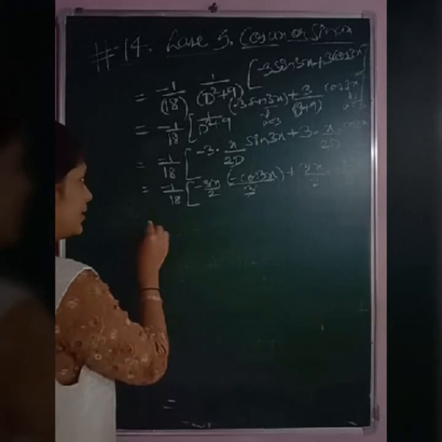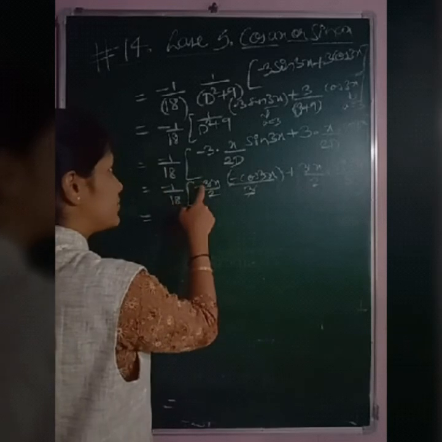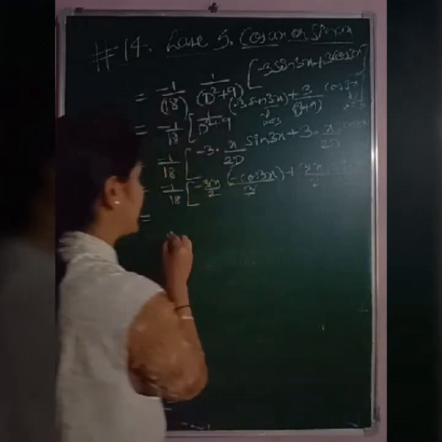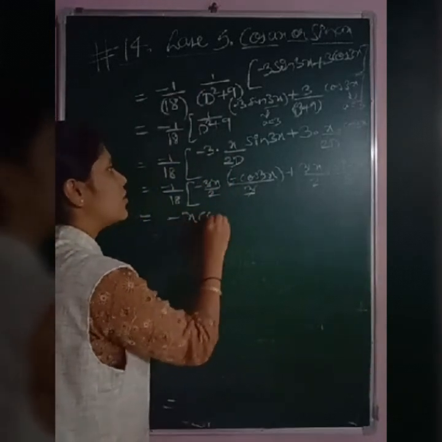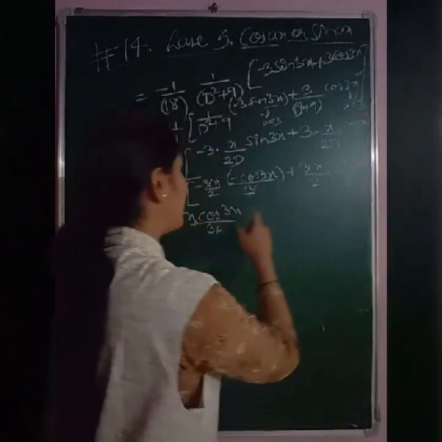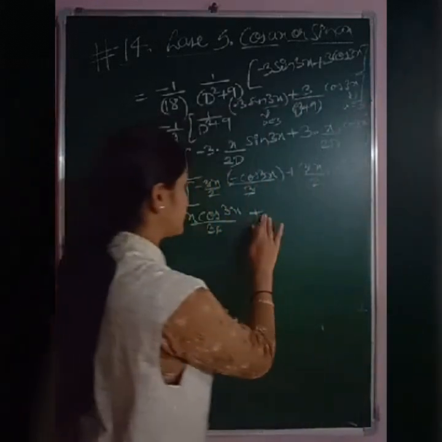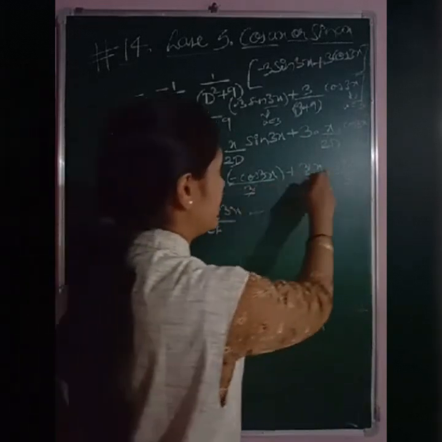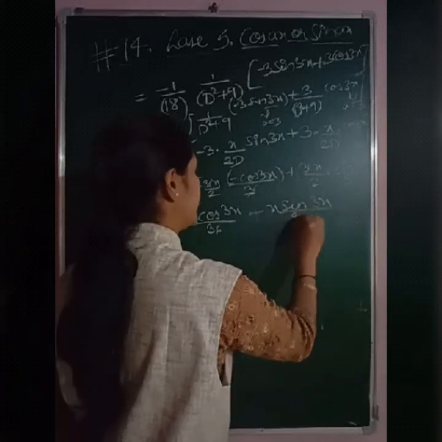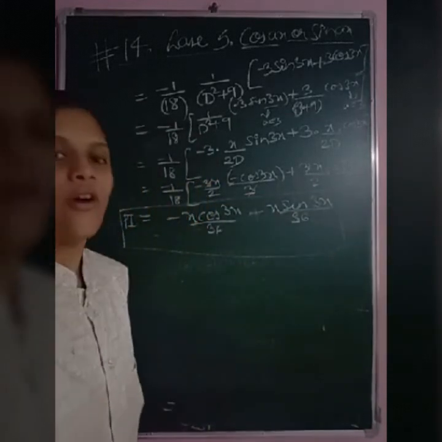So this is nothing but, let us write this. Minus minus plus, plus minus minus. Minus x cos 3x by 18 into 2, that is 36. Next, minus minus plus, plus minus minus. What is this? x sin 3x by 36. So this is nothing but our PI, and CF already we have found.